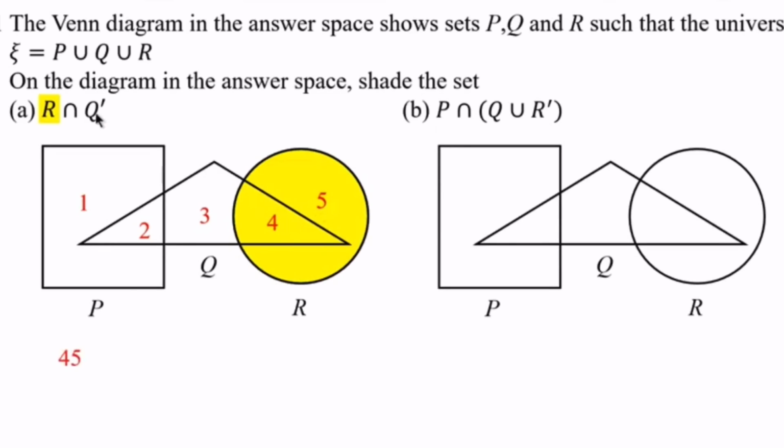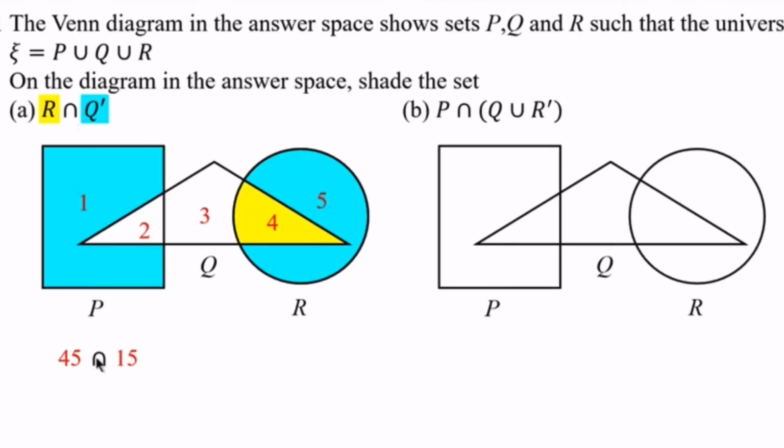Later, we want to do the intersecting. Q prime is called the complement of Q. Complement of Q means that you cannot take any elements from Q. So you can only consider 1 and 5. So I will list down Q prime is region 1 and 5.